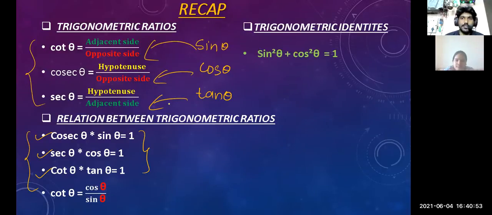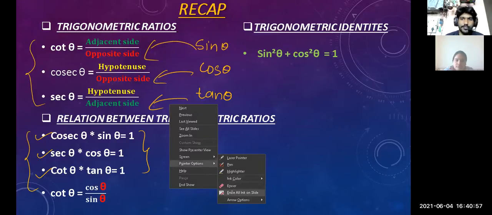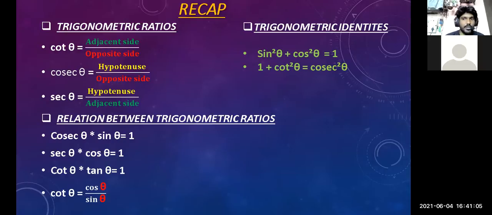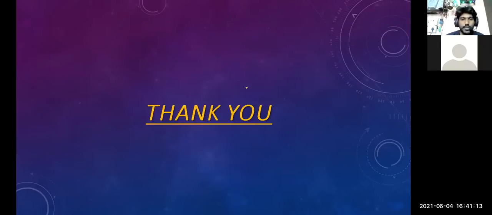And the three trigonometric identities. First one, sine square theta plus cos square theta is equal to 1. 1 plus cot square theta is equal to cosec square theta. Third one, 1 plus tan square theta is equal to sec square theta. Very, very important, which I just told you.